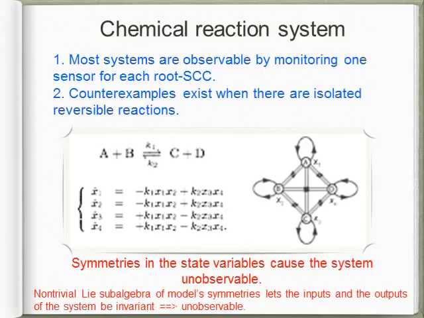And the symmetries in the state variables, you see, if you have a reversible reaction, you construct the inference diagram, you see the symmetry about this topology. The symmetry in the state variables will cause the system to be unobservable. The underlying reason is that the non-trivial subalgebra of the model symmetries will let the inputs and outputs of the system be invariant. That means the system is unobservable, no matter how you measure the outputs of the system.